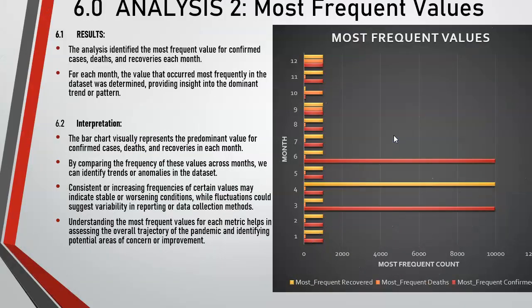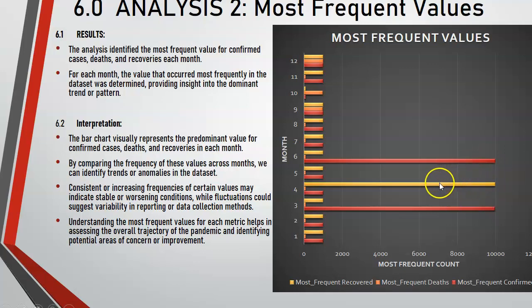Then our second analysis was on the most frequent values of confirmed cases, deaths, and recoveries. Here we have a bar chart to show us the results. The analysis identified the most frequent value for confirmed cases, deaths, and recoveries.